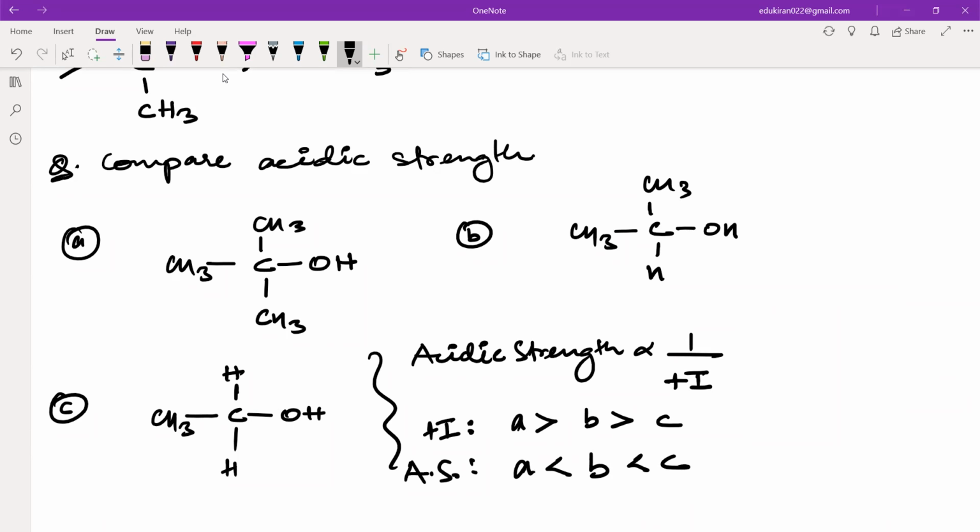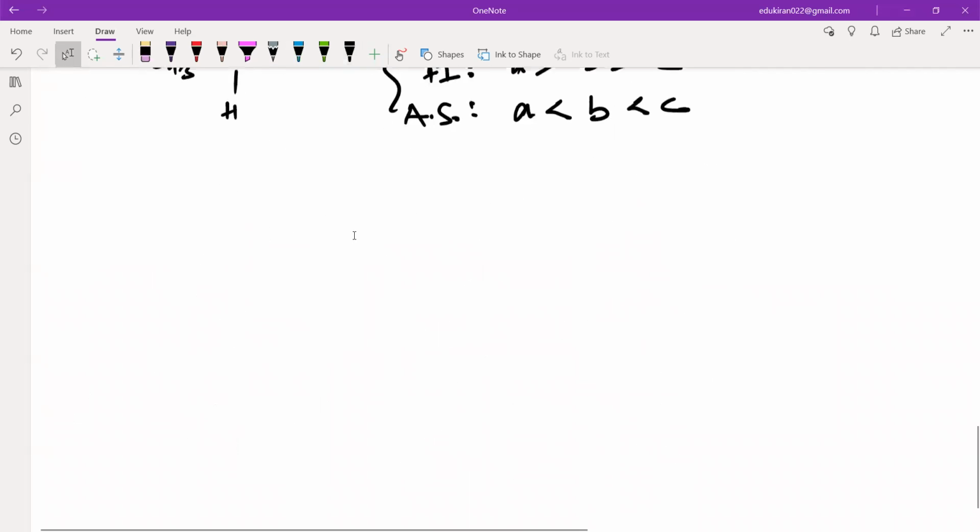You understood this? Yes or no, guys? Tell me. Acidic strength part? Yes, sir. Okay, very good. Done, sir. All of you done? Yes, sir. Okay.